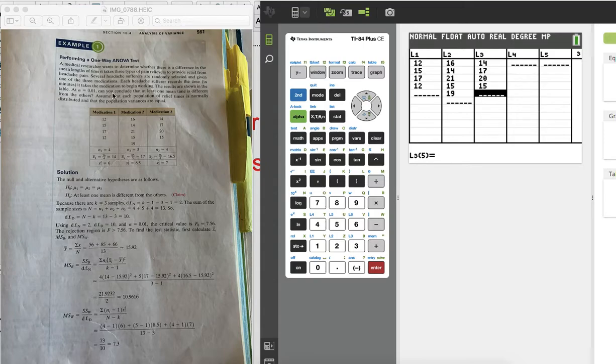This is example one. This is also one of the first problems in the online. We're going to try and perform a one-way ANOVA test. So the question asks, can we conclude that at least one mean is different? Okay, so let's go through our steps.